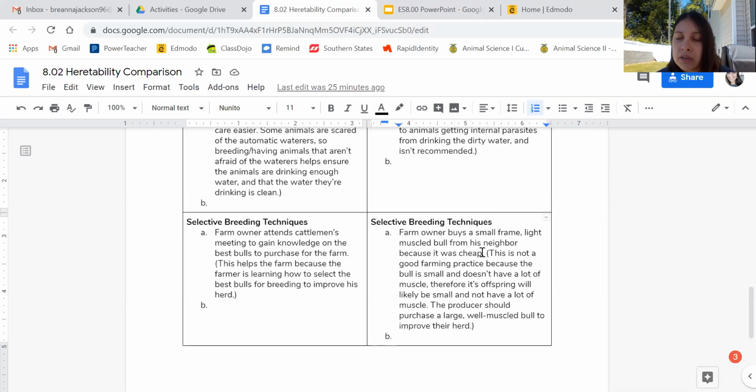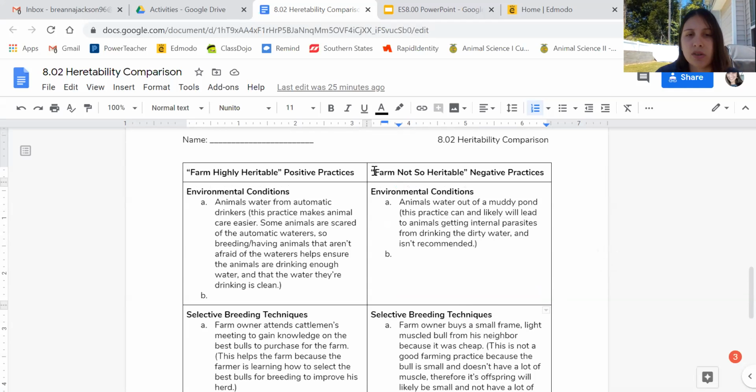Because muscling and size are things that have a very high likelihood of being inherited. They have a high heritability estimate. This is not a good farming practice because the bull is small and doesn't have a lot of muscle. Therefore, its offspring are going to be small and not have a lot of muscle, because that's just how things work. The producer should have purchased a large, well-muscled bull if they wanted to improve their herd. So this is not a good selective breeding technique, and it goes under the negative practices side.